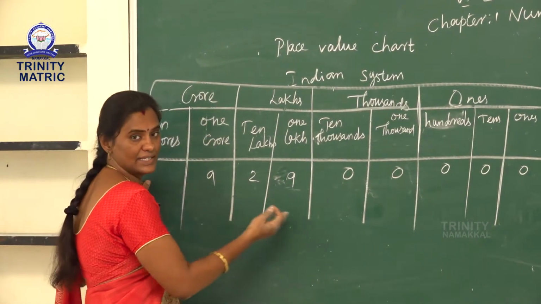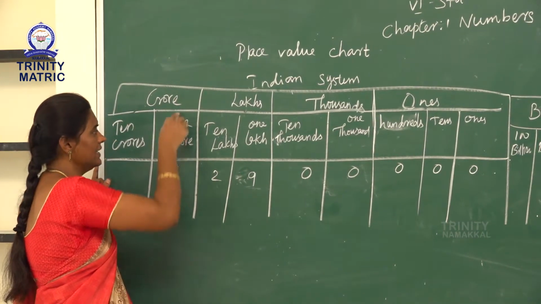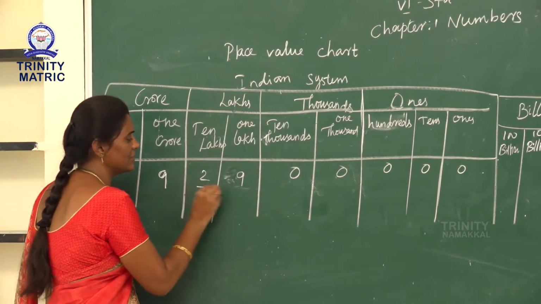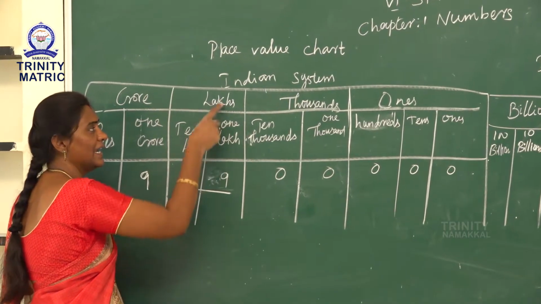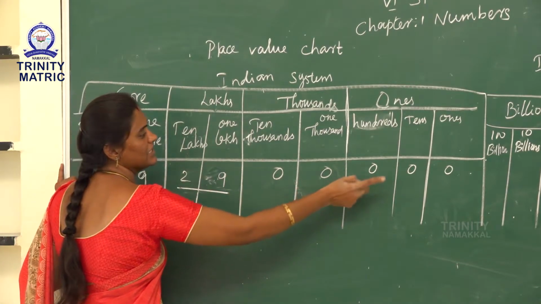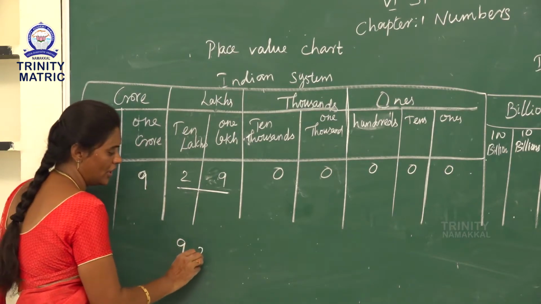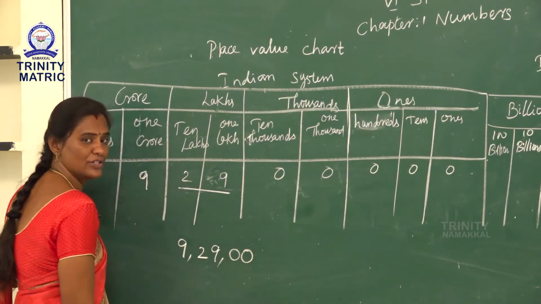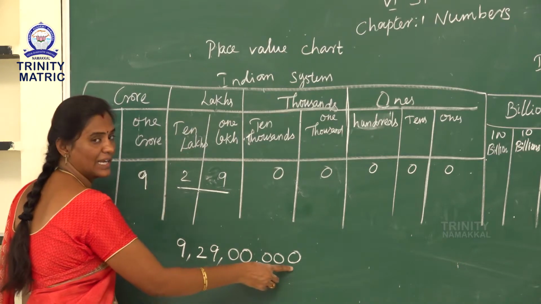We read this number. 9 is in 1 crore, so 9 crore. Here the lakhs place is 29, so we read this number together and say lakhs. That is 29 lakhs. Here the remaining numbers are 0. So this one we read as 9 crore 29 lakhs. Then the remaining places are 0. So this is 9 crore 29 lakhs.